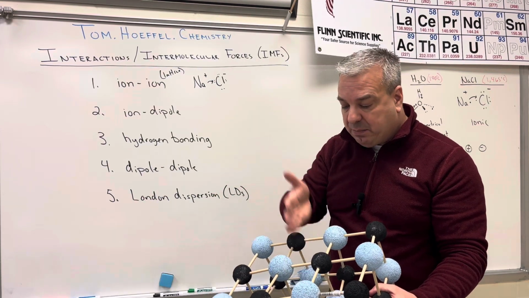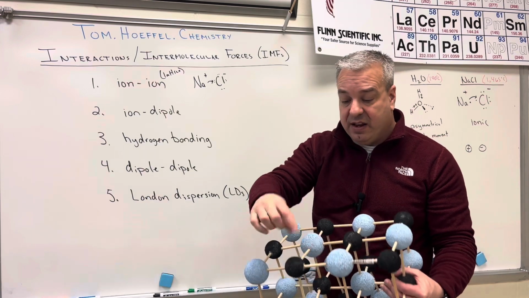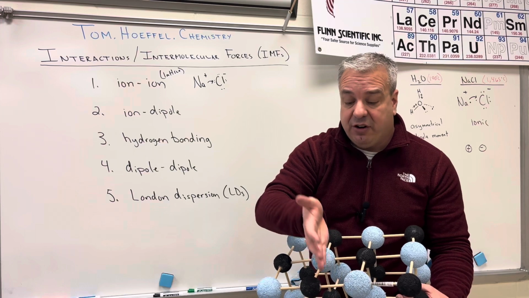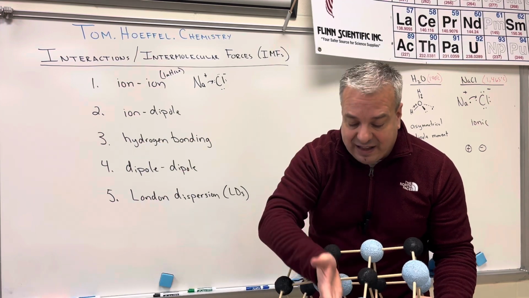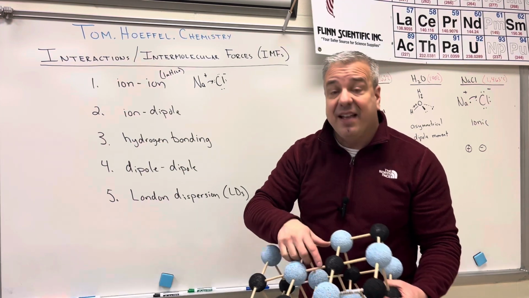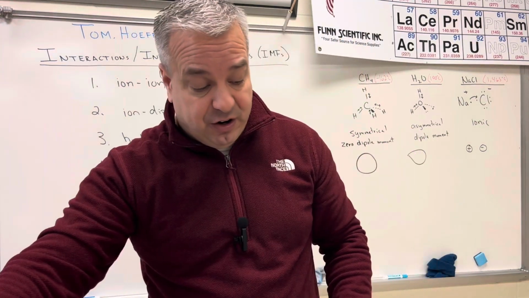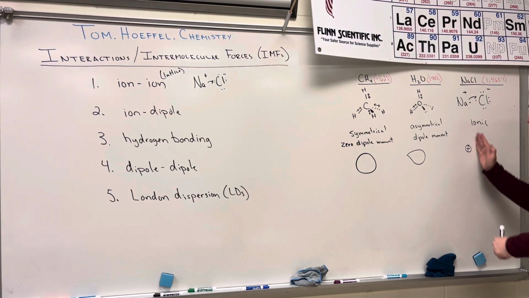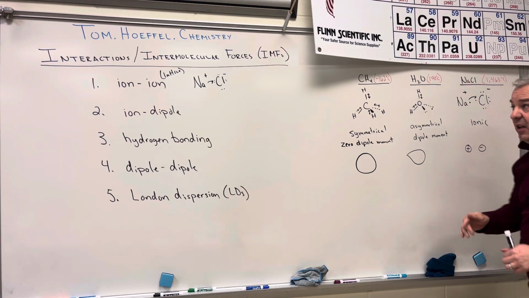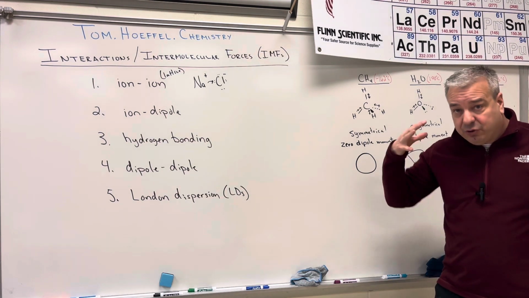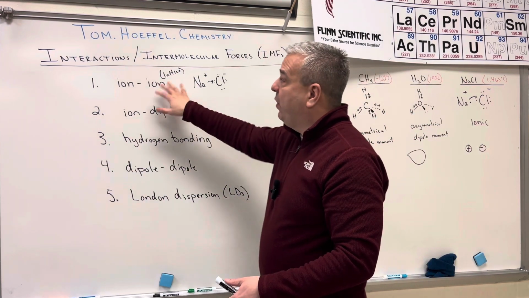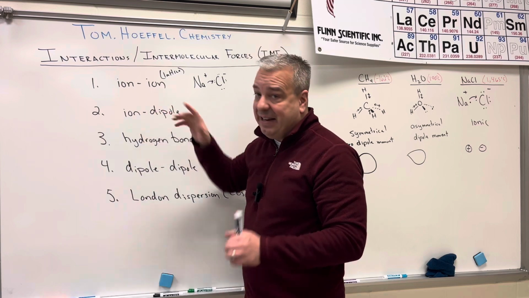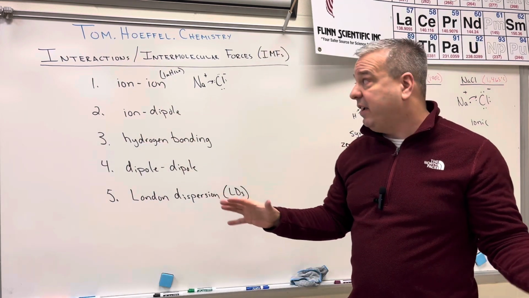So if we want to break any of these forces, they're really all chemical bonds, and you're going to have to supply a lot of energy to break things that are fully charged. Things that have the most positive and negative, if you're going to try to break those things, you're going to require tremendous amounts of energy. So as far as our interactions are concerned, the ion-ion interaction is the strongest.